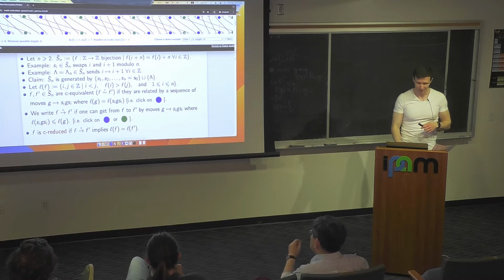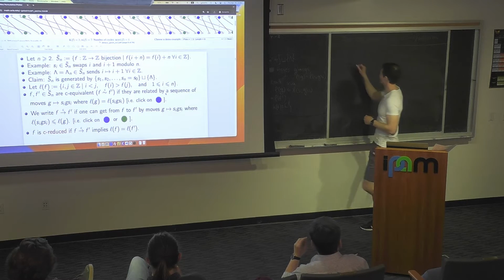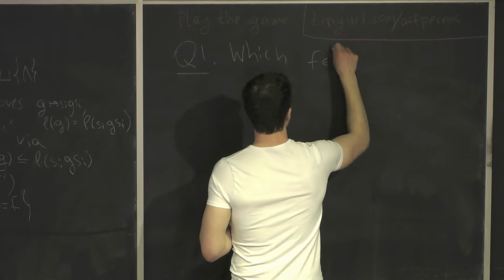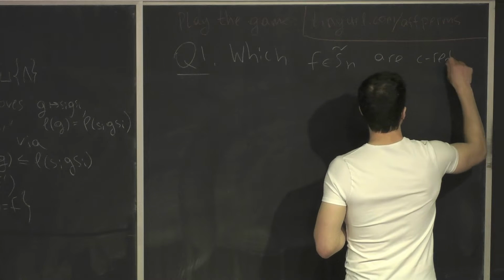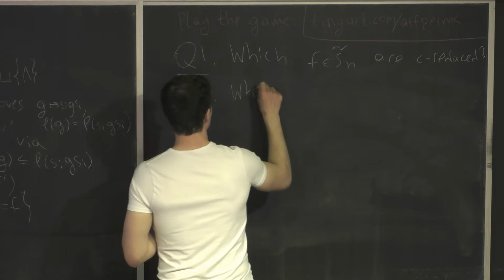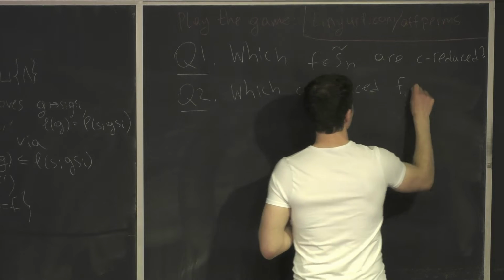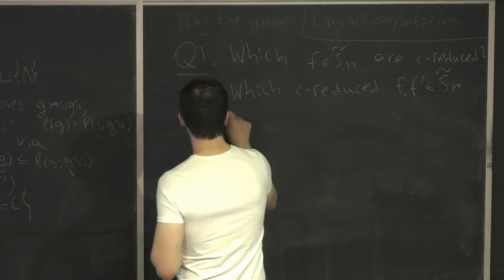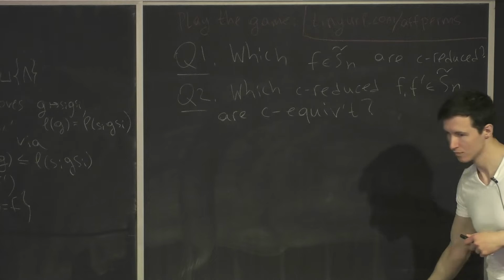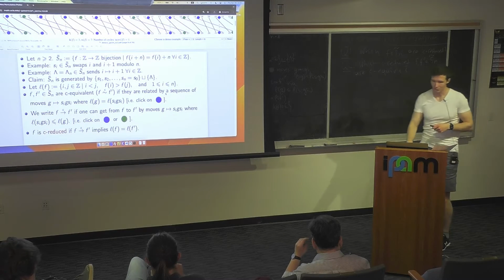All right. So yeah, now the main two questions that I'm going to look at in this talk are: question 1 is which affine permutations are C-reduced? And question number 2, which C-reduced affine permutations, so which pairs, are C-equivalent? Yeah. And so to answer these questions, I'm going to have to introduce a little bit more notation, but very slightly more.